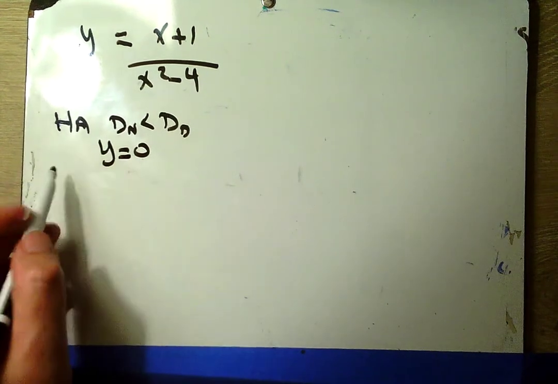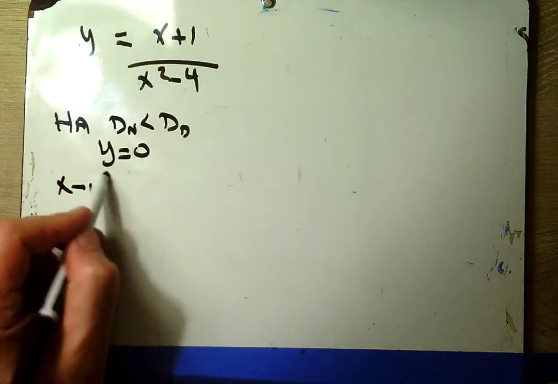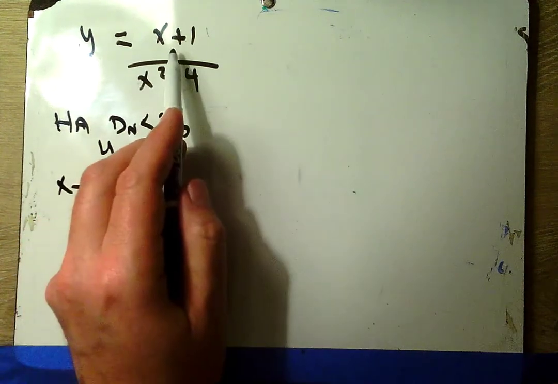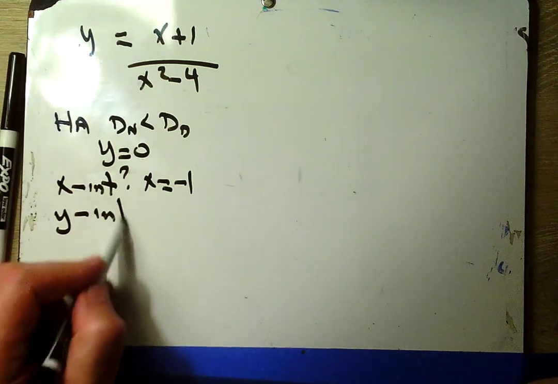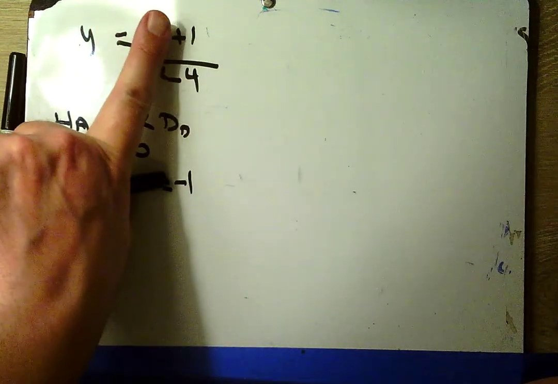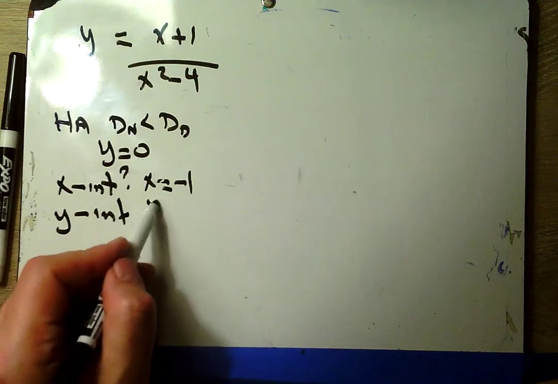What about x-intercept? Well, we set the top equal to 0. That gives us x equals negative 1. Y-intercept, we set x equal to 0, so that gives me negative 1/4.